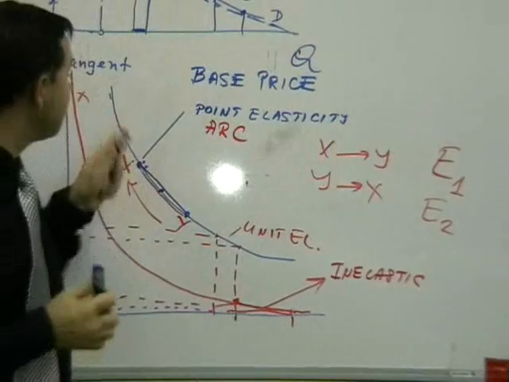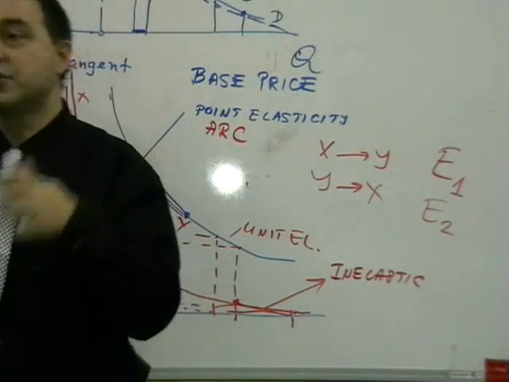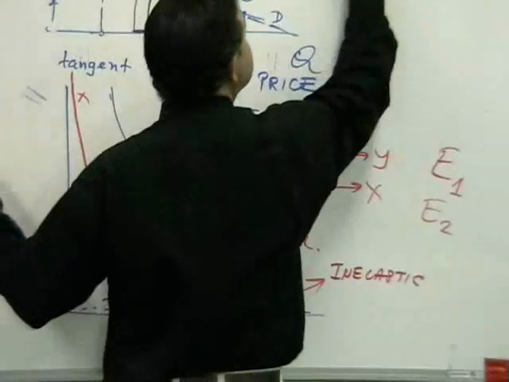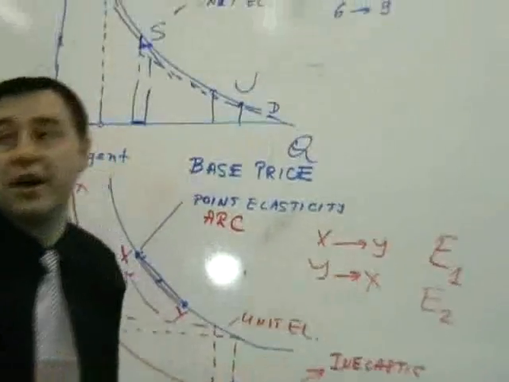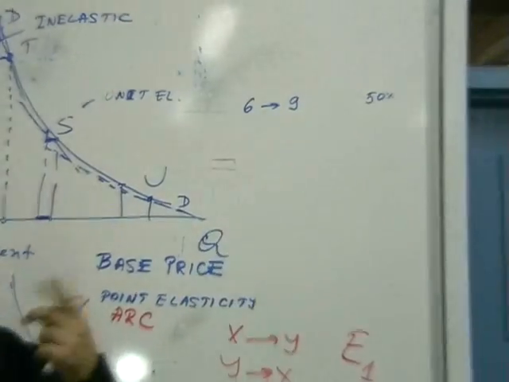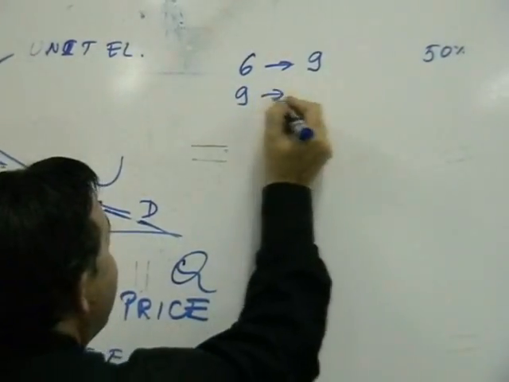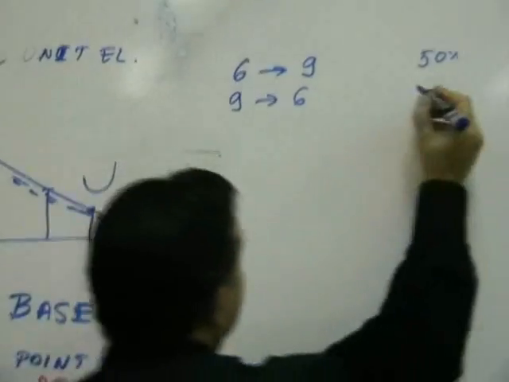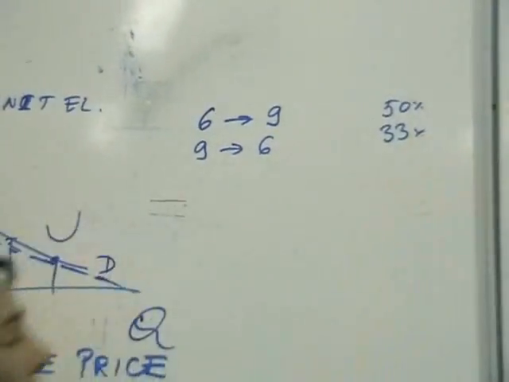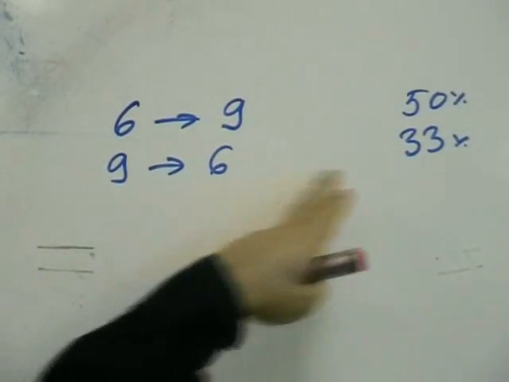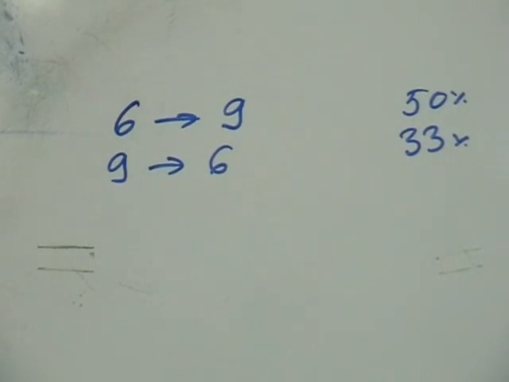So, the base price is the price from which you begin to do the calculations. Why is there a difference? Because moving the price from 6 to 9 will give you a 50% increase, okay? But if you're moving from 9 to 6, the reduction is 33%, 1/3, right? So, moving from 6 to 9 will give you 50%, moving from 9 to 6 will give you 33%. Well, with the quantities, of course, it will be the exact opposite, okay?